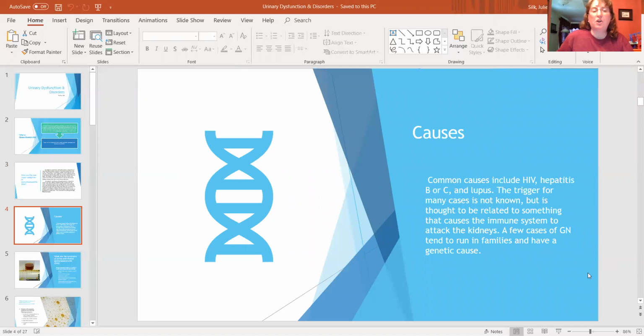As far as causes go, common causes would include HIV, hepatitis B or C, and lupus. The trigger for some of these cases is not known, so sometimes this could be considered idiopathic, which means it happens for no known reason. But usually it's thought to be related to something that causes the immune system to attack the kidneys, so a lot of people think it's autoimmune. Sometimes this will run in families and have a genetic cause.